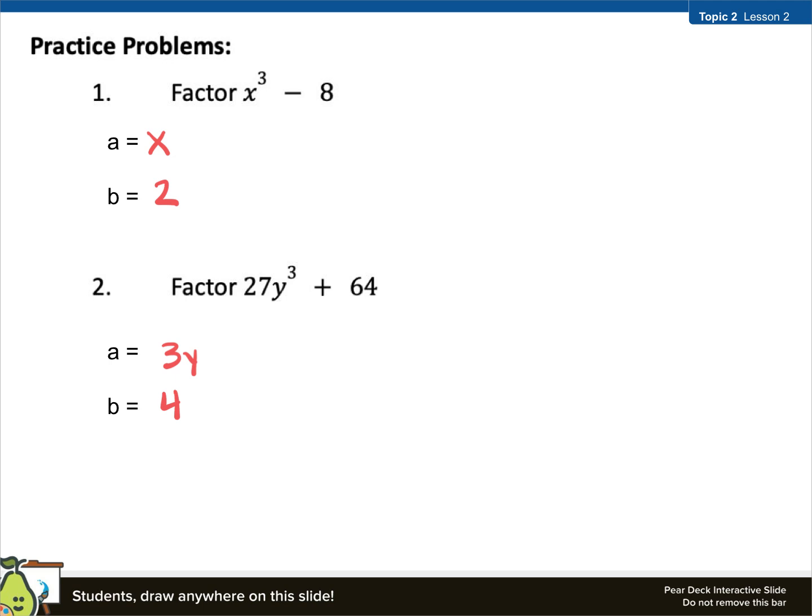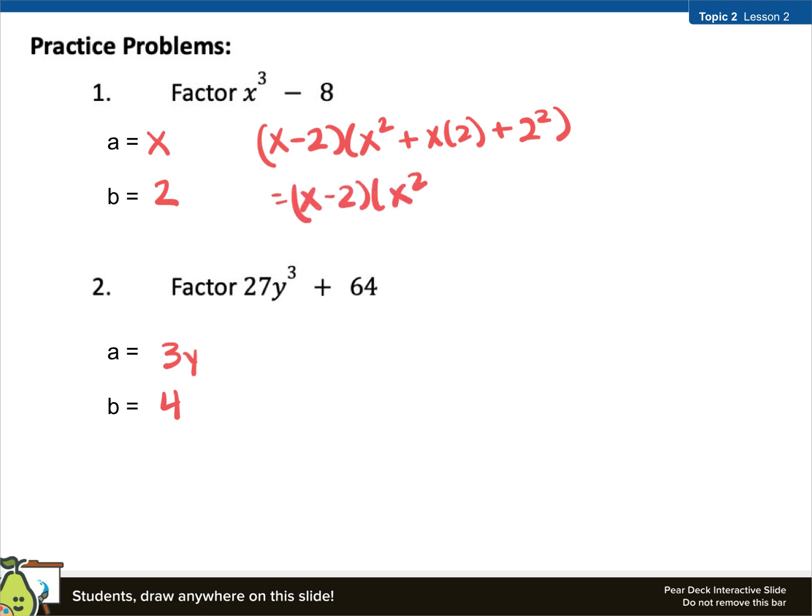Now we could factor. So this one we're going to take a minus b. We're going to take a squared, so x squared. We're going to change the sign to a plus. A times b, so x times 2 plus, and then b squared, so 2 squared. And again, simplifying, we have our x minus 2. We'll have x squared plus 2x plus 4.